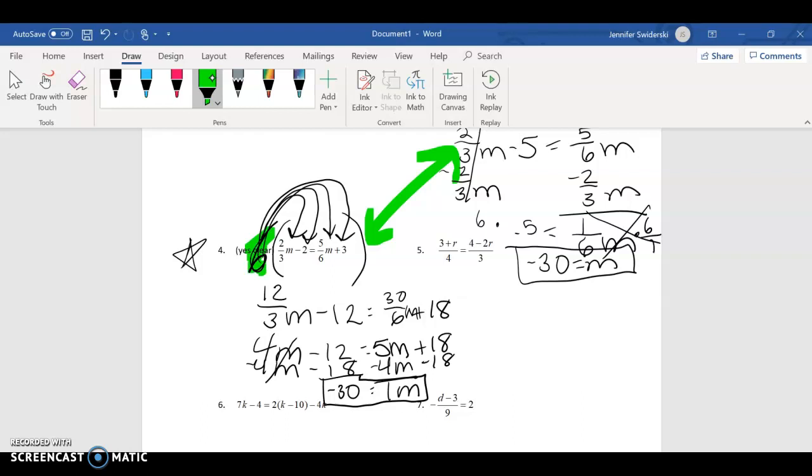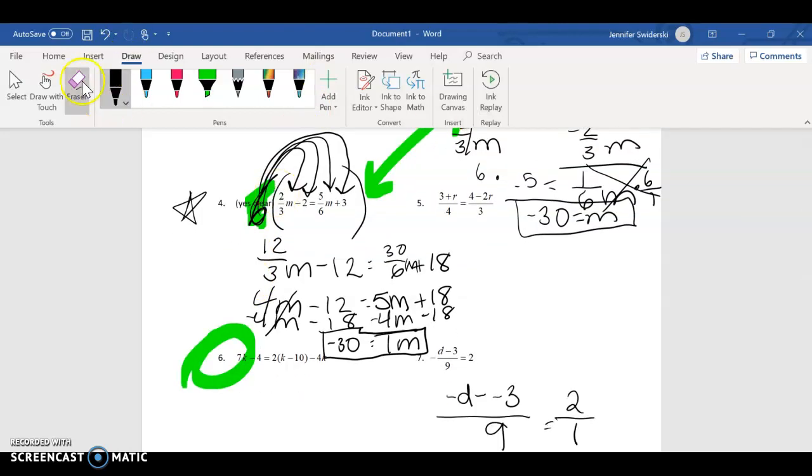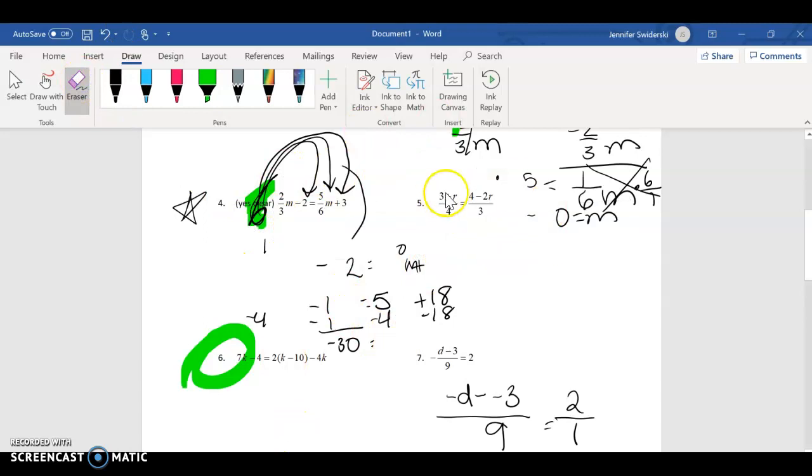All right, let's look down below here. Number 6, I would like for you to do number 6 on your own tonight for homework. And I'm going to go ahead and take this eraser real quick, and we're going to look at number 5. All right, so when we look at number 5, this is called a proportion.